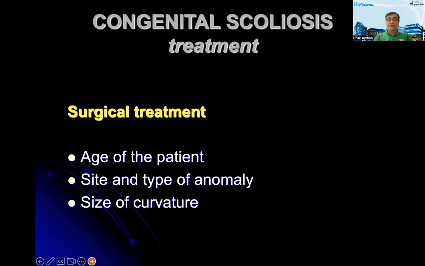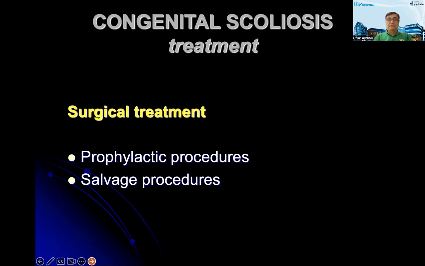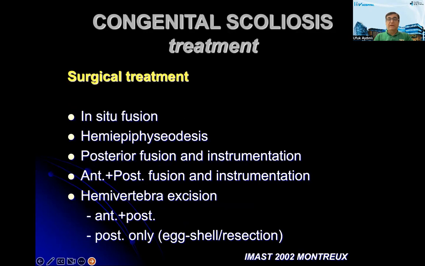For surgery, the age of the patient, site and type of anomaly, and size of the curvature are the determinants of surgical treatment time. There are some prophylactic procedures and some salvage procedures. Within these techniques, we can use in situ fusion, hemiepiphysiodesis, posterior fusion and instrumentation, anterior posterior fusion and instrumentation, and hemivertebra excision, which can be done anterior posterior or with a posterior technique only.